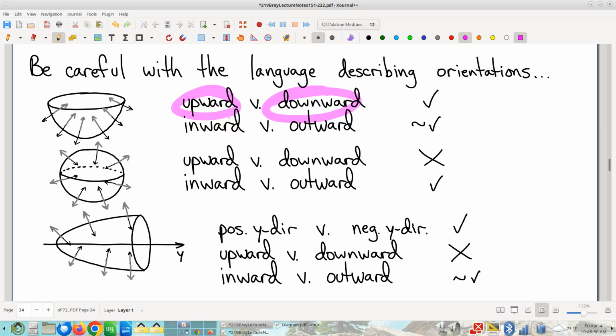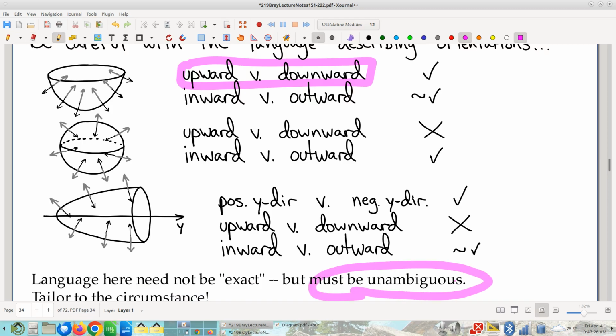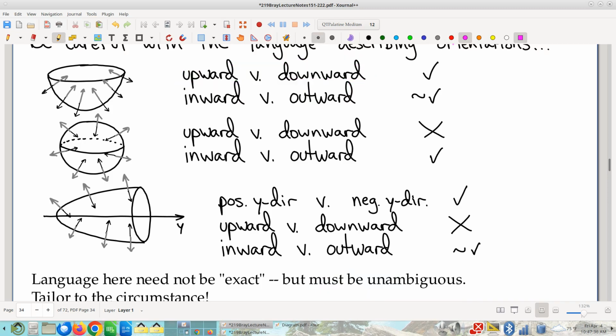So how do we use these terms if they aren't right? And the point here is the job of this language is not to be exact. We're going to use equations for that, right? We're going to write down the actual normal vector explicitly, exactly with algebra. So the algebra will nail it perfectly, right? The purpose of the language is not to give an exact description. The purpose of the language is to distinguish unambiguously between the two possible orientations. So for example, we got this surface right here.